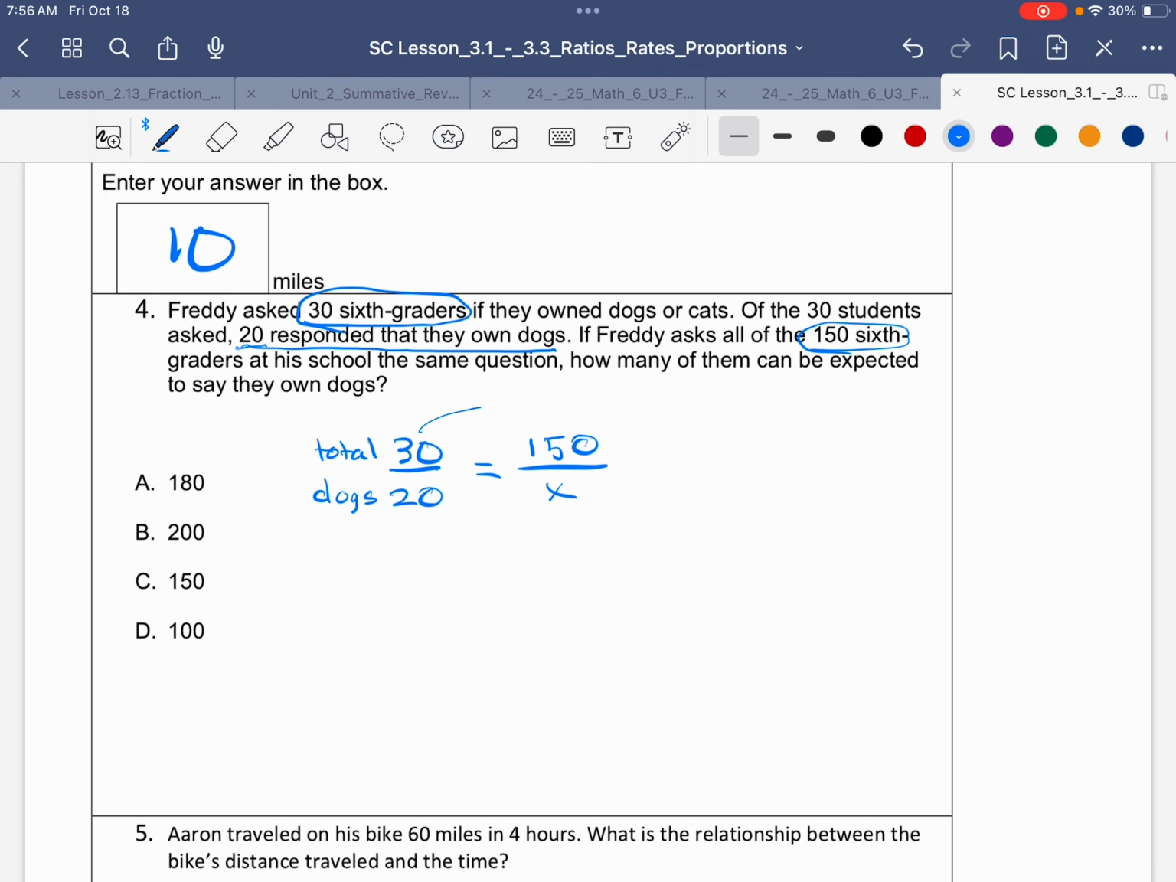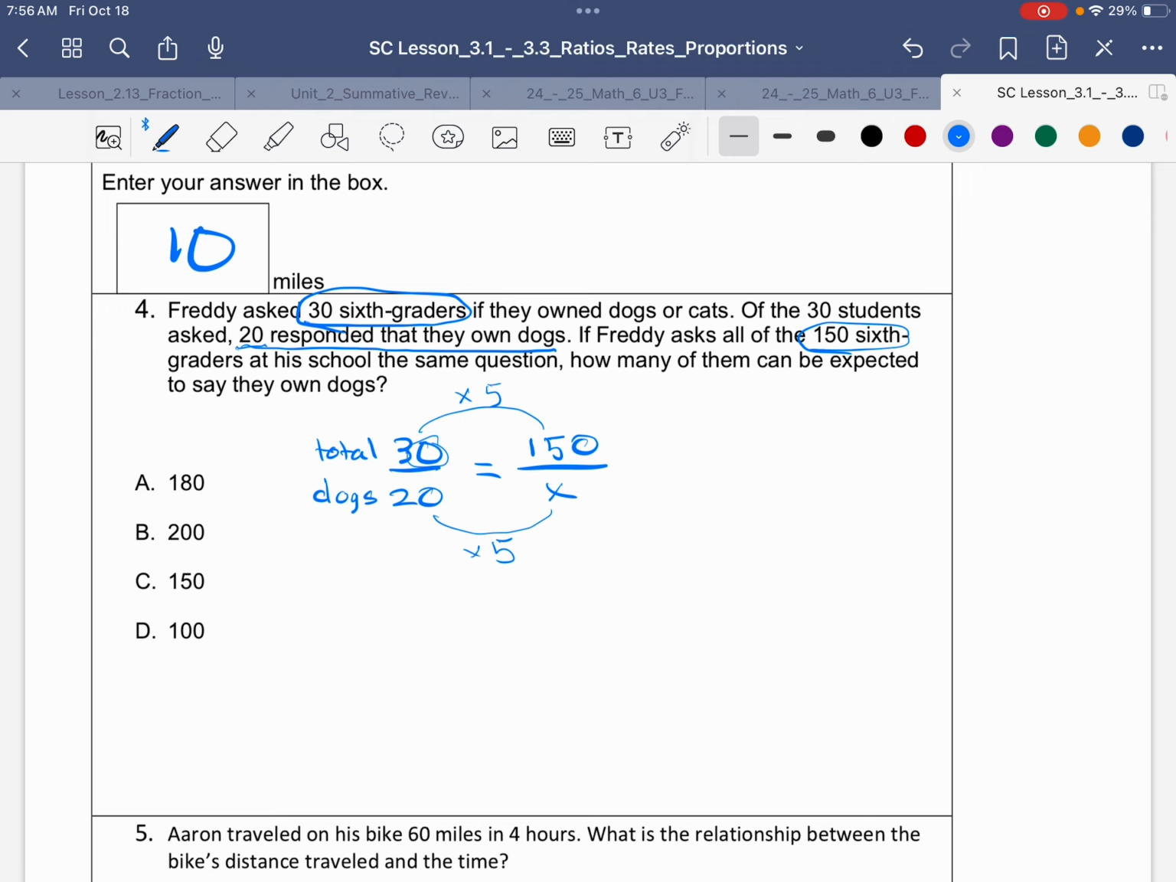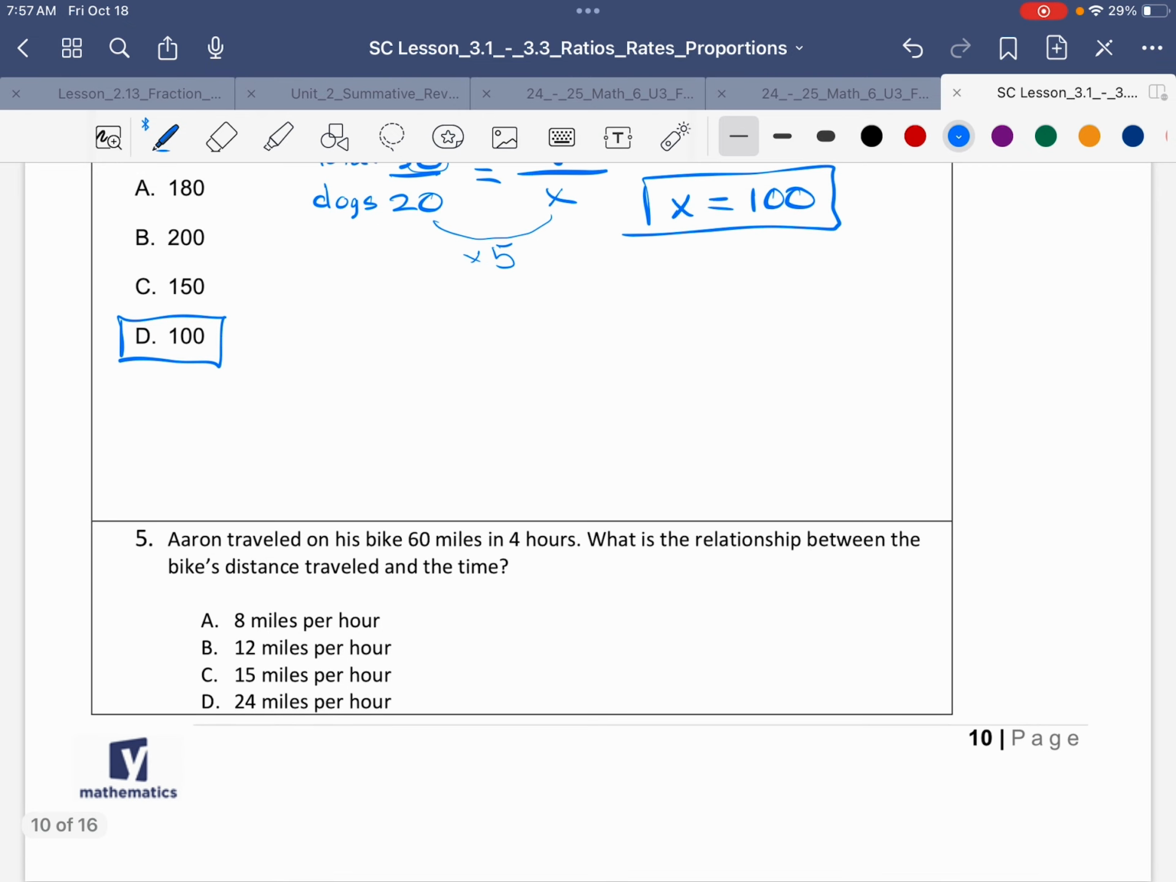So to go from 30 to 150, I know that's times 5, because 3 times 5 is 15, and you add your 0 here, 150. So you do the same thing on the bottom, times 5. So then you end up with 20 times 5, which means x is equal to 100. And D is right there, 100. All right, let's keep it moving.